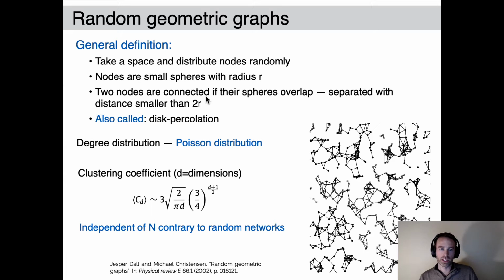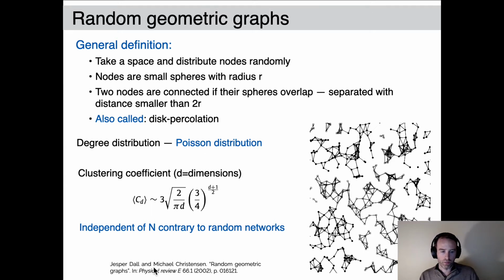Two nodes are connected if their spheres overlap, so if they are separated by a distance smaller than 2r. Basically, if the distance between two nodes is smaller than a given threshold, then you consider that they are connected. You add an edge between them.